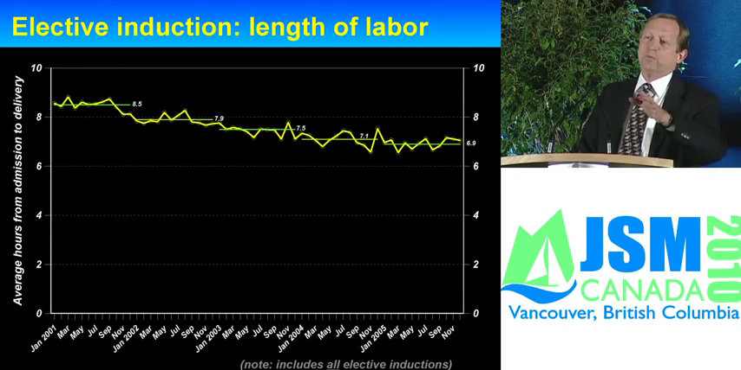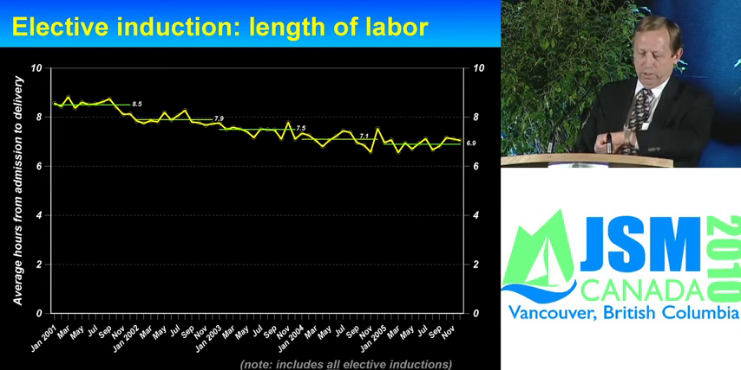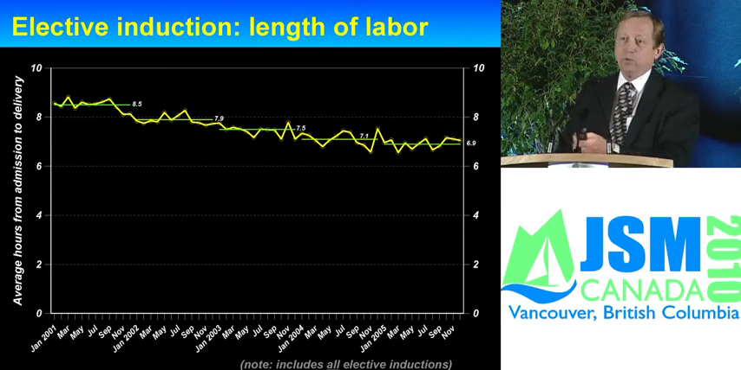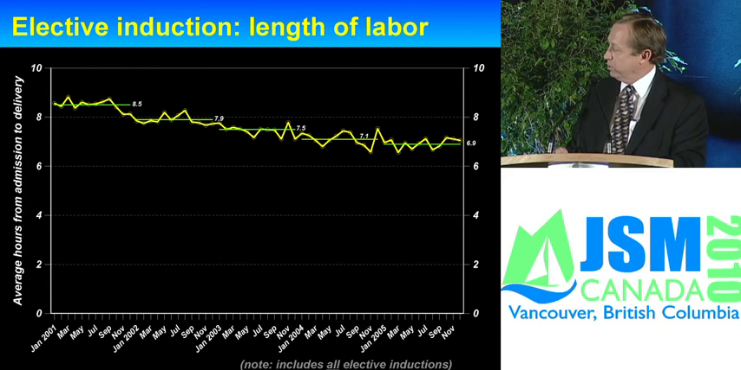That means we can deliver about 1,500 more children per year without a single additional labor and delivery nurse, without a single additional bed. It's called fixed cost leverage, just in passing. It's a major financial impact on the cost of the healthcare system.